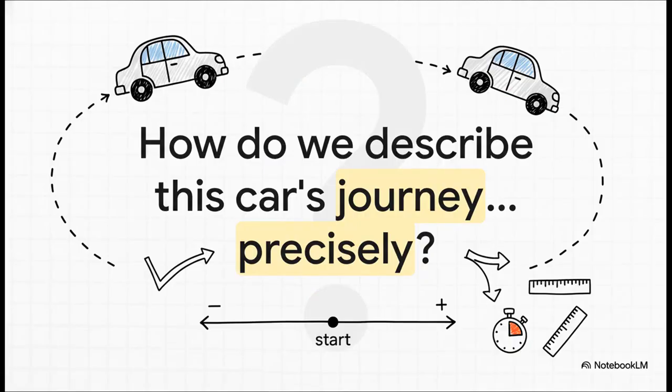I mean, you could say the car drove down the road a bit and then came back, and you wouldn't be wrong. But physics demands more than that. It wants numbers, it wants direction, it wants the specifics. So how do we describe this journey with the kind of precision a physicist needs?